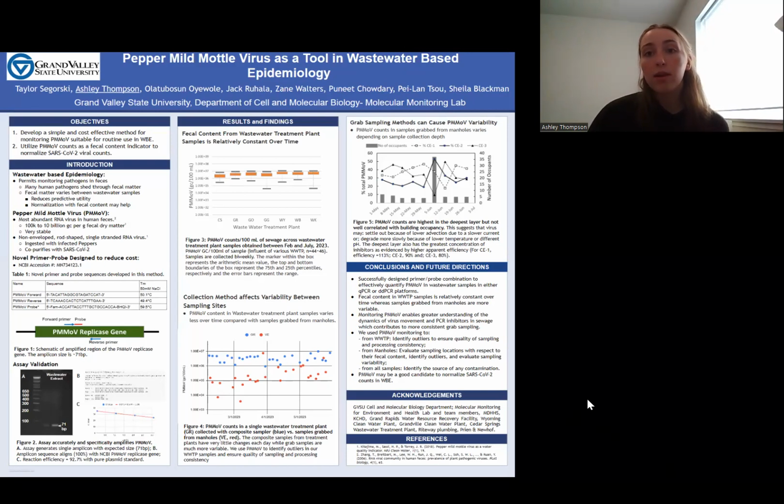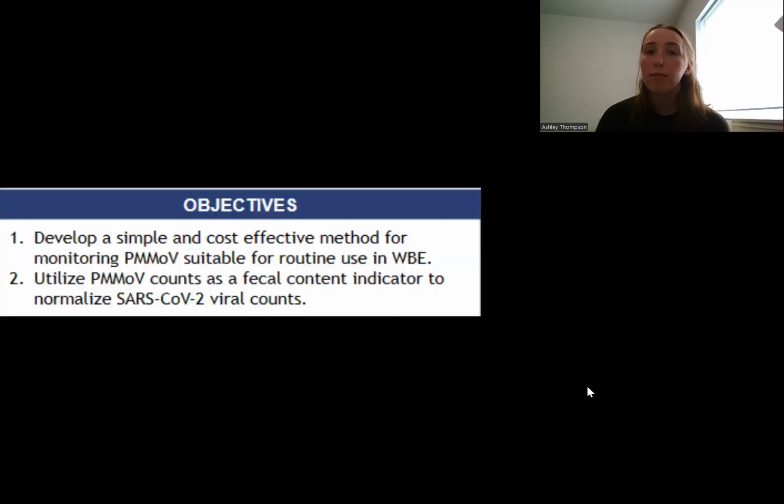Going into this, we had a couple objectives in mind. We wanted to develop a simple and cost-effective method for monitoring PMMoV that was suitable for use in wastewater-based epidemiology. Additionally, we wanted to utilize PMMoV counts as a fecal content indicator to help us normalize the SARS-CoV-2 viral counts that we were seeing in our samples.